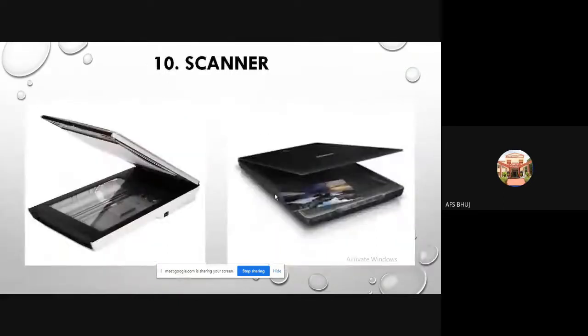And scanner. Scanner is also an input device. It is used to send images and text directly into your computer. We cannot put a hard copy physically into the computer, but if you want any hard copy or any pictures in the computer, we can use a scanner, scan the pictures, and we can see them on the screen.